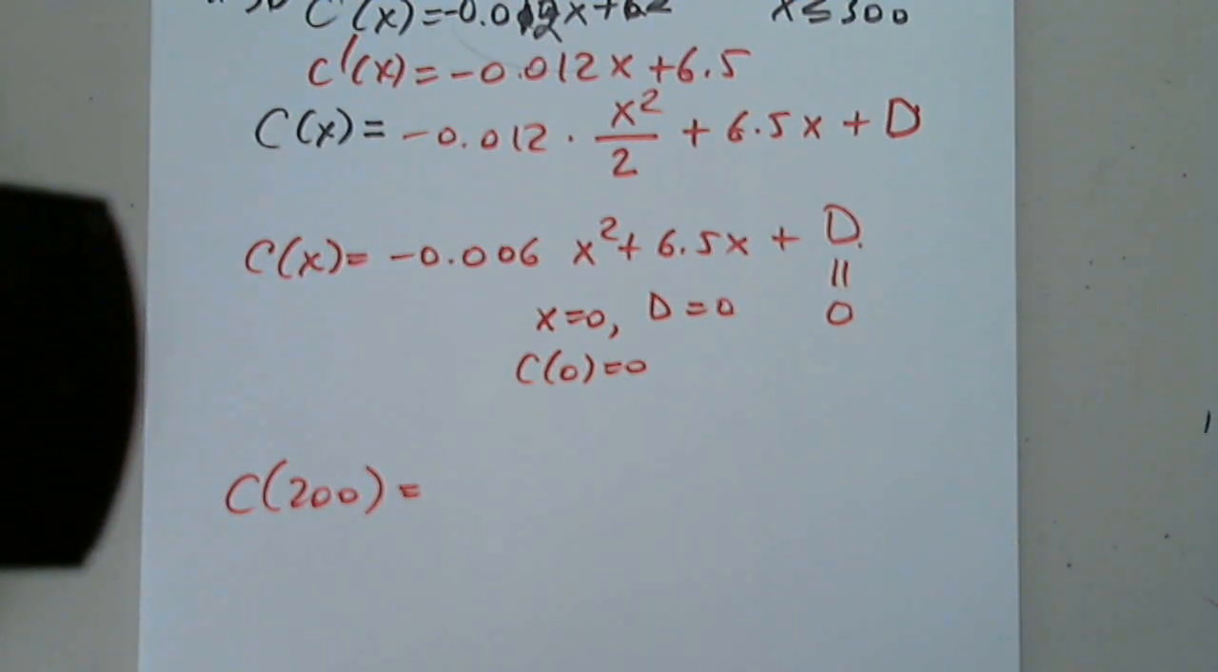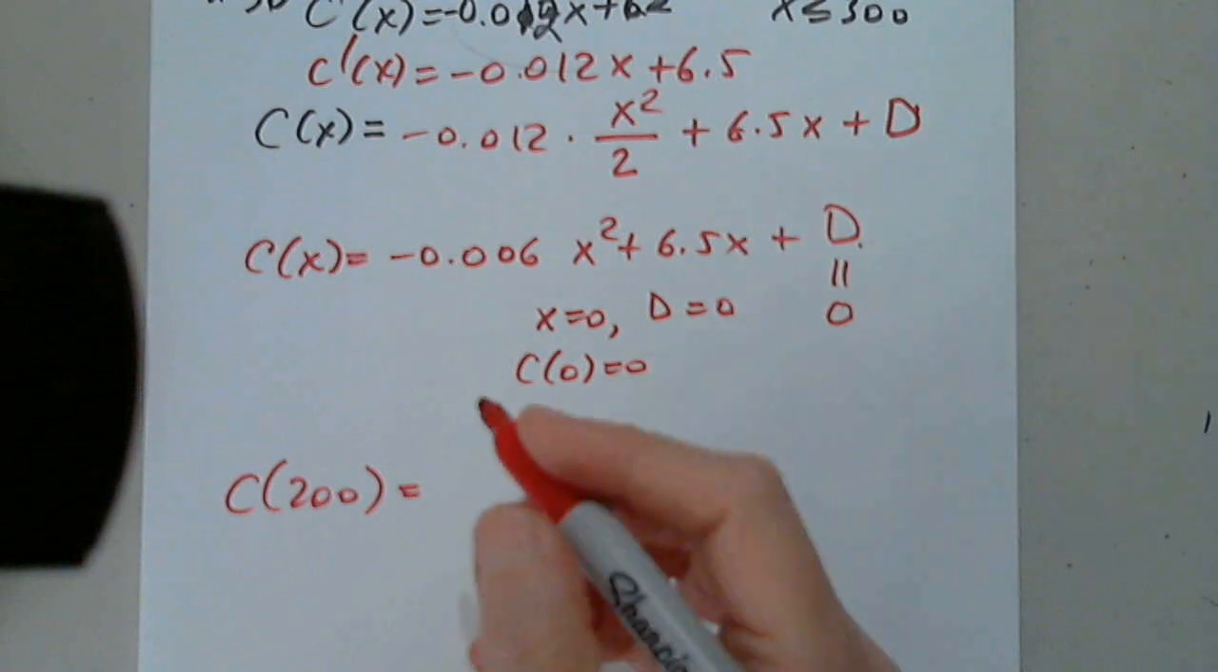So negative 0.006. You know me, I don't like to do this. I like to put in the function so I can see it, but okay, for now, squared plus 6.5 times 200. So 1060.